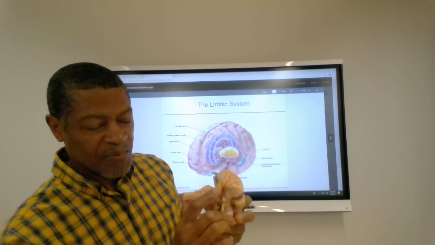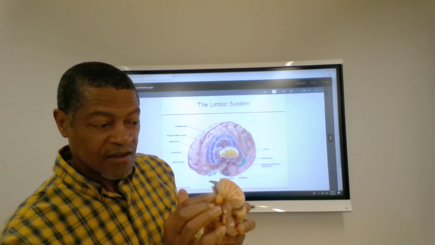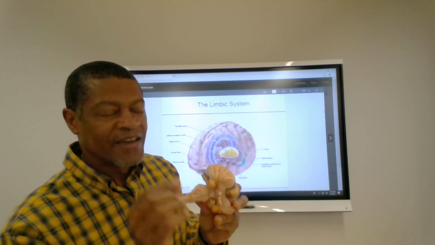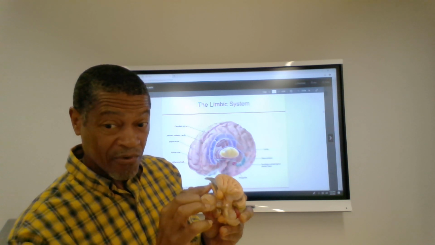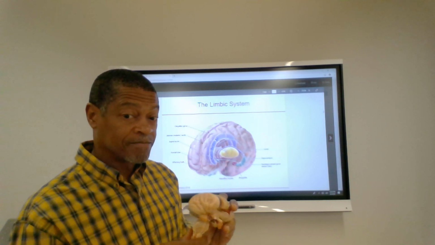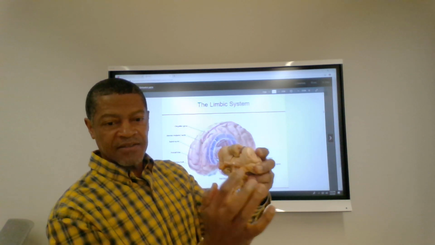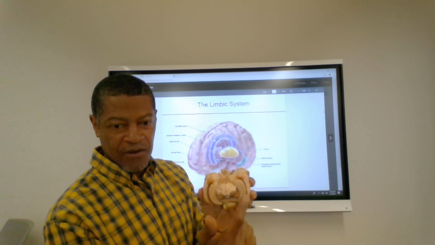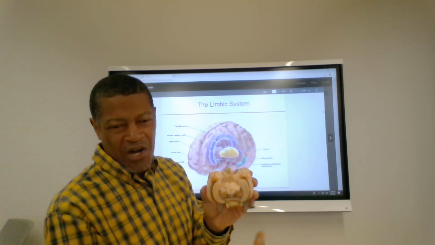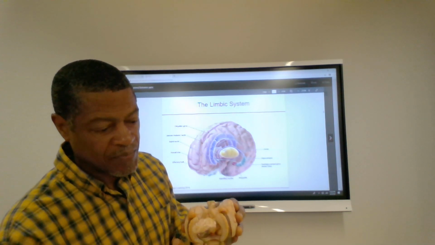Memory, hippocampus, fear and aggression. Oh, excuse me. Amygdala, fear and aggression. Hippocampus, memory. That's all important for emotion. So they're on both sides of the brain. Hippocampus, right there. It's a seahorse-shaped structure, a Greek word for seahorse. That's why I come up with hippocampus.